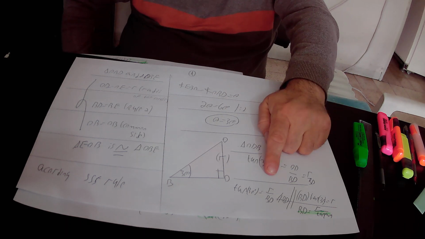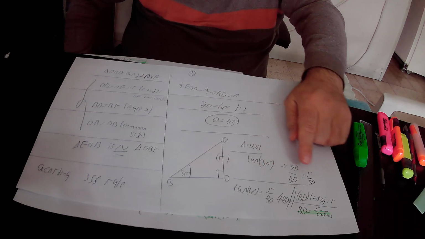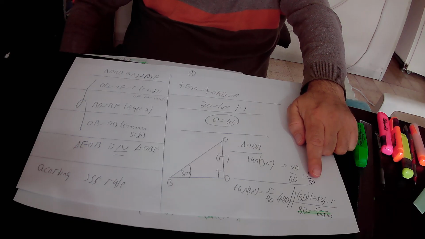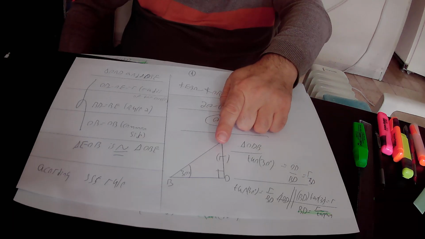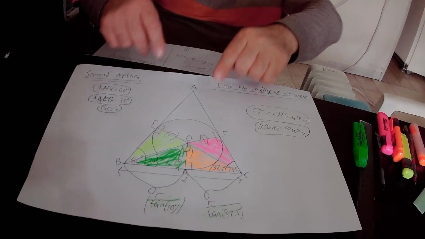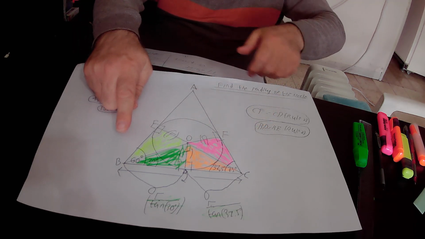We multiplied this equation by BD and found that BD times tan 30 degrees equals R. Then we divided this equation by tan 30 degrees and finally found that BD equals R over tan 30 degrees. Here, this line segment BD equals R over tan 30 degrees in length.